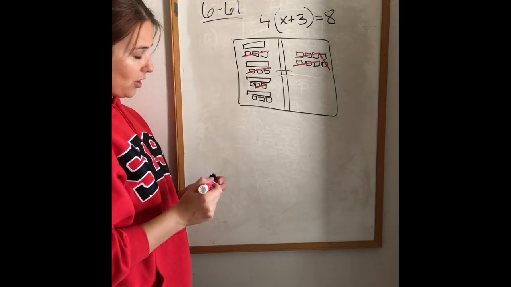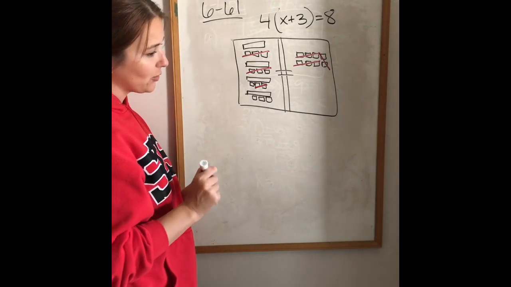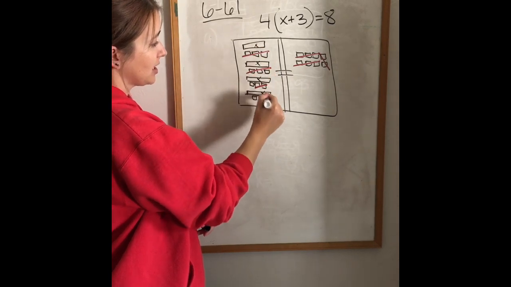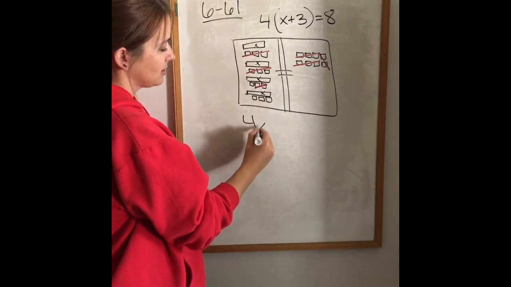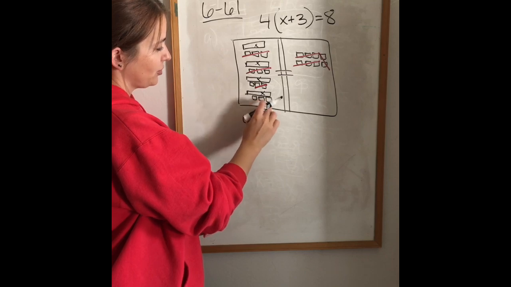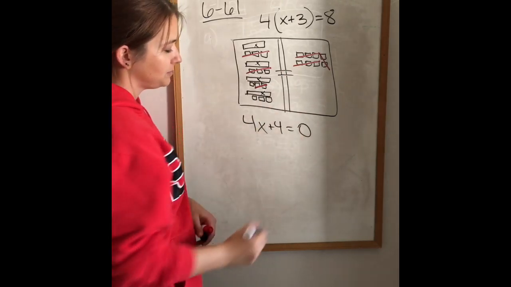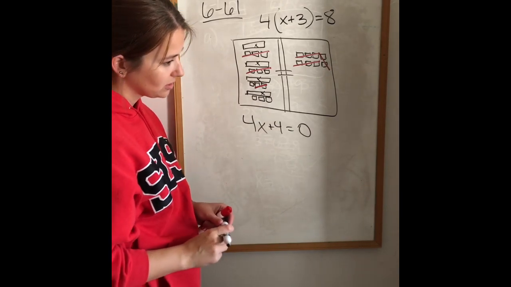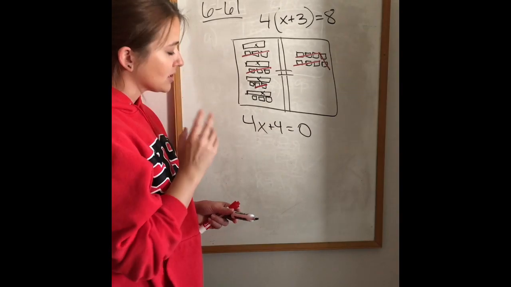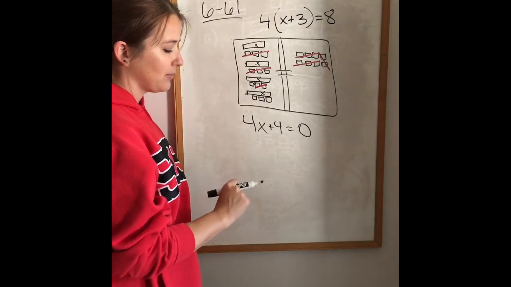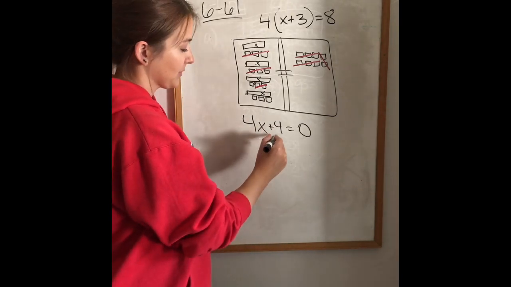So now my equation is: here's an x, there's an x, there's an x, there's an x. I'm left with 4x plus 1, 2, 3, 4 equals 0. All right, some of you might know what the solution is already just by looking at this, and that's great, but I'm going to go through it algebraically.